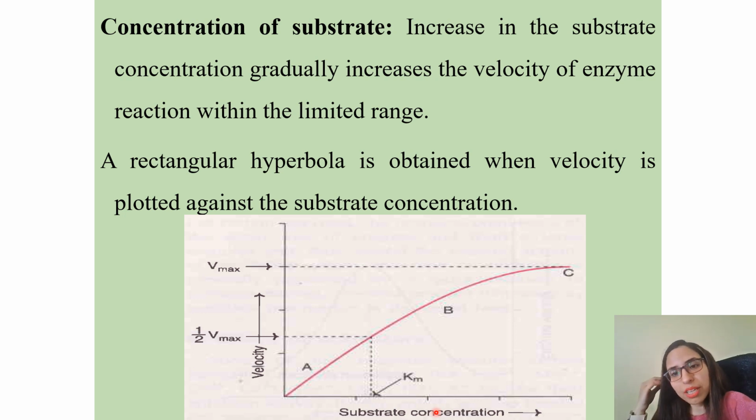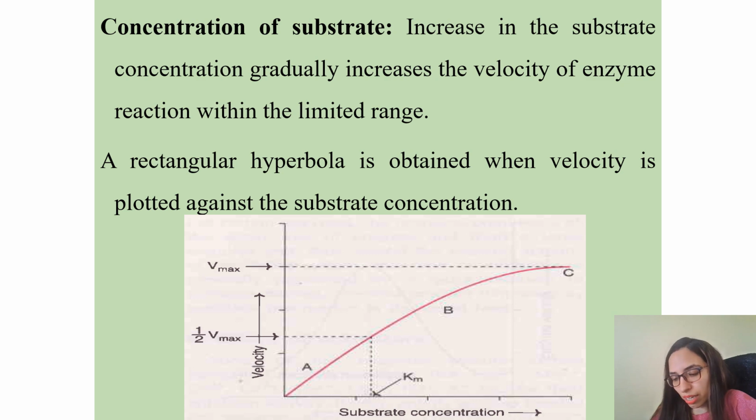A rectangular hyperbola is obtained when velocity is plotted against substrate concentration. This is the velocity, and when this saturation is achieved, that is Vmax, the velocity is maximum. When the velocity is half of Vmax, at that moment the substrate concentration is equal to Km, the Michaelis constant. And we can prove it.